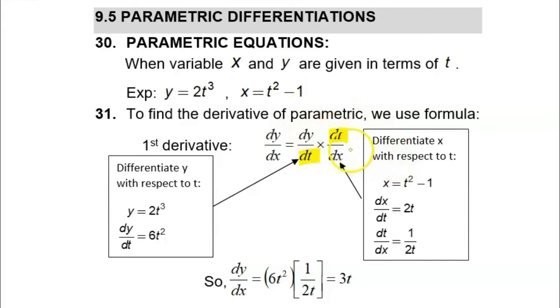In the formula, we need dt over dx. Therefore, we need to invert dx over dt in order to get dt over dx, which equals 1 over 2t. Finally, dy over dx equals 6t squared times 1 over 2t, which equals 3t.